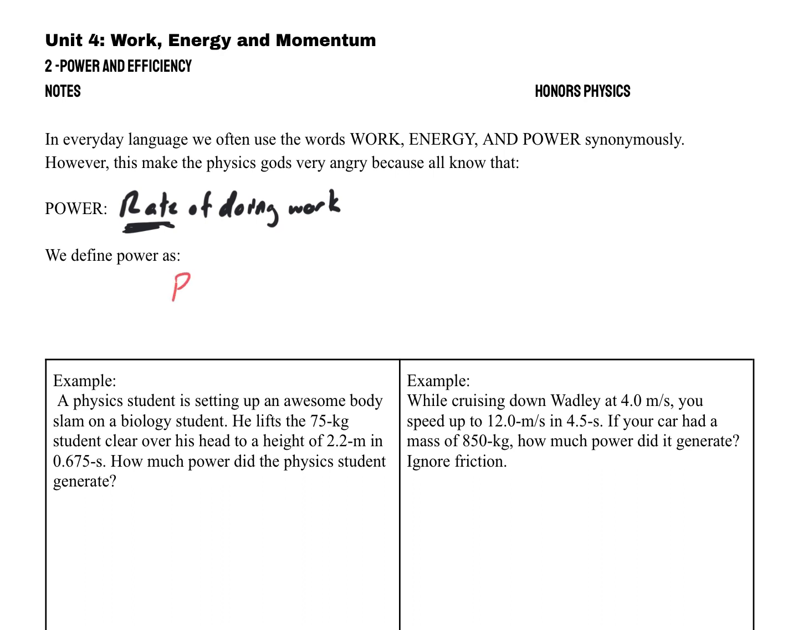We'll use big P, which is work per time. Work is also a change in energy per unit time, so that's something to be mindful of when we're looking at these equations. The unit that we'll use is a watt, and that is a joule per second. So those are the units for power that we're going to be using.